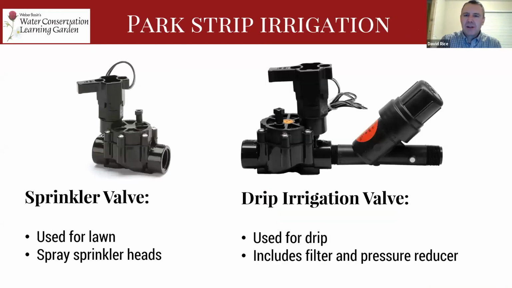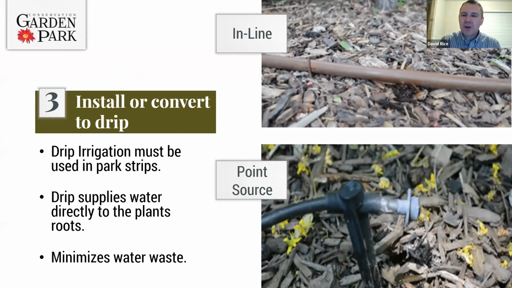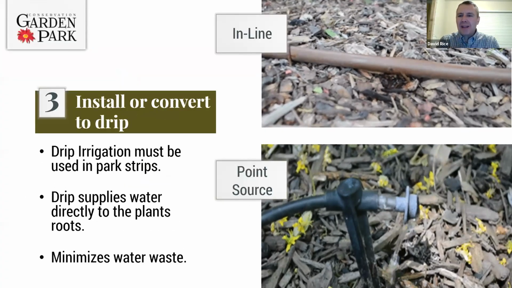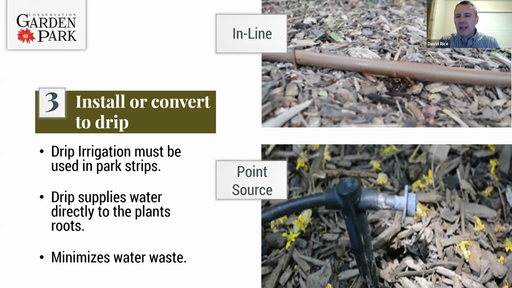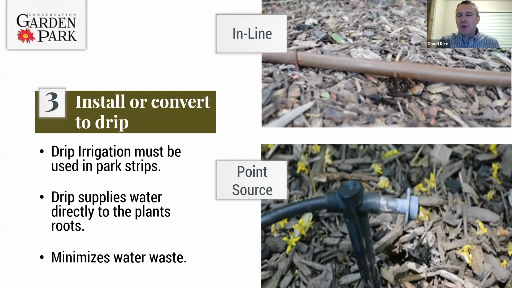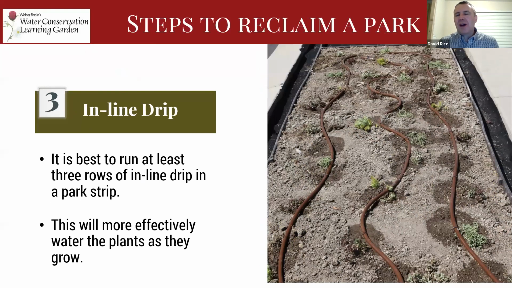The other method, let me go back to this one. See the point source drip with an emitter? It has a main line, and then you're punching in and putting in an emitter at each plant. You would only do this if you have very sparse plantings. Let's say you only have a couple of trees and maybe a couple random perennials in there. You would use one poly line that goes the length of your park strip, and then you would punch in and put in the 1/4-inch tubing with an emitter at each of those plants, and then you'd put multiple emitters around the trees.